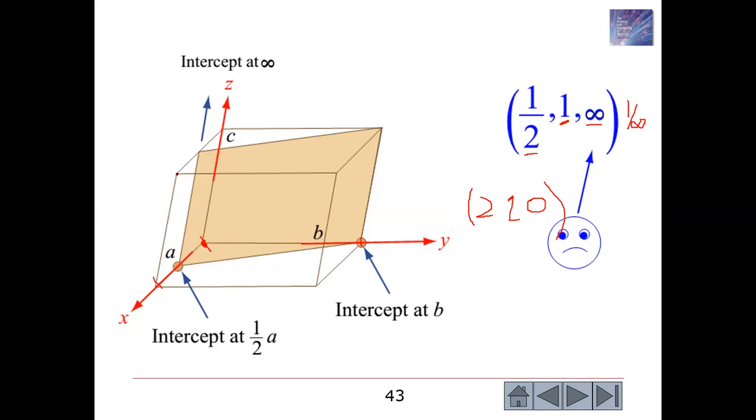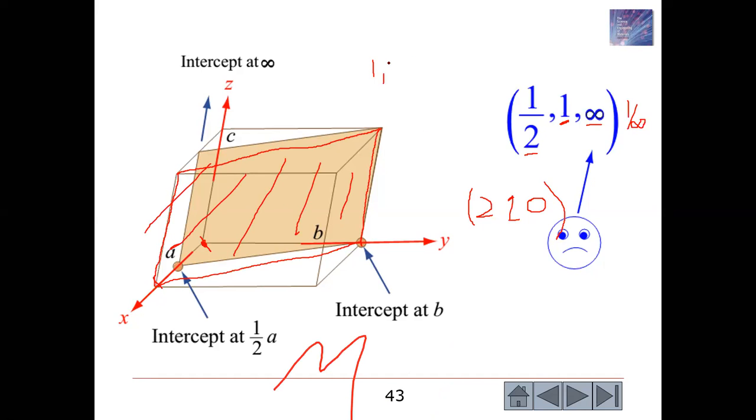Okay, let's say we want to draw a plane like this. This is the intercept of the plane. I am talking about this plane. So let's find out the intercepts. It has an intercept on the x-axis at a, so it is 1. The intercept at y is 1. The intercept at z is infinity because it's parallel to the z-axis. So take the reciprocal. So 1, 1, 0.